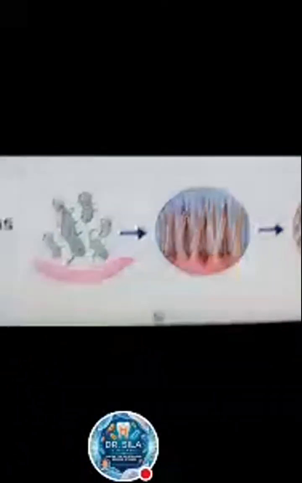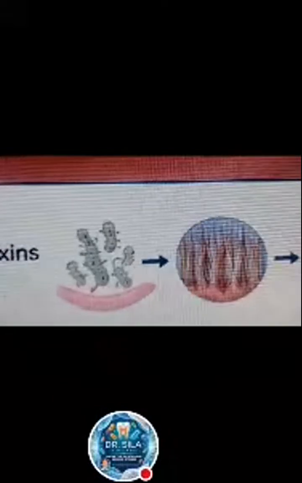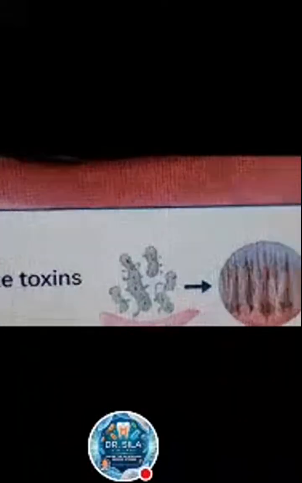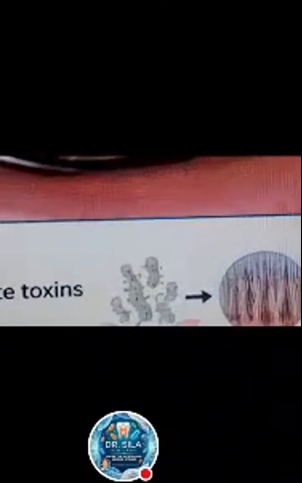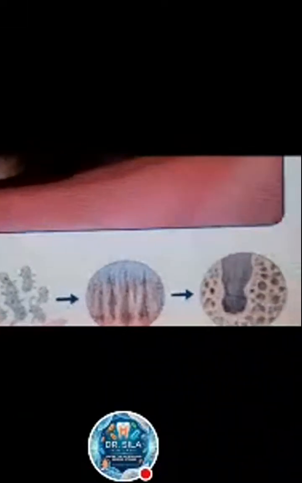If left untreated, the calculus is a physical shield for active bacteria, which secrete toxins that slowly destroy the surrounding periodontal ligament and alveolar bone. These toxins, what do they do? These bacteria secrete toxins which slowly destroy the periodontal ligaments and alveolar bone.